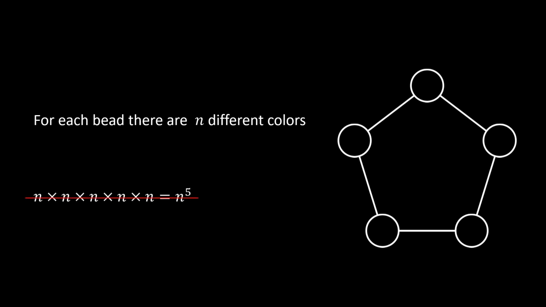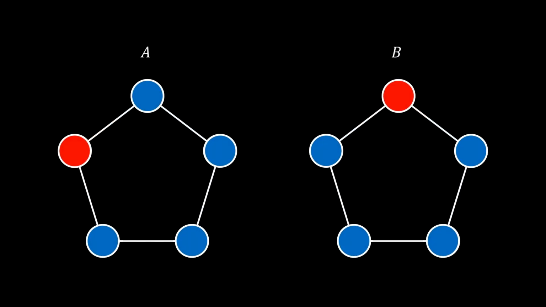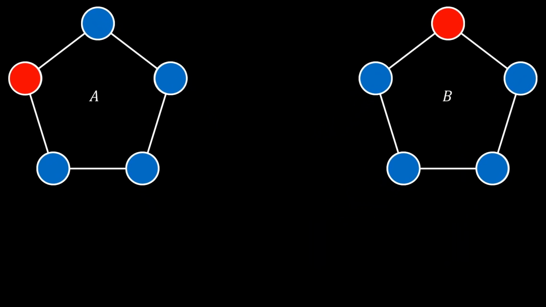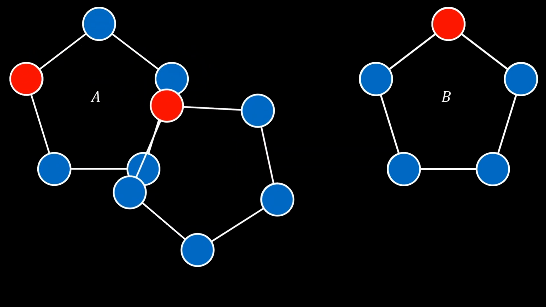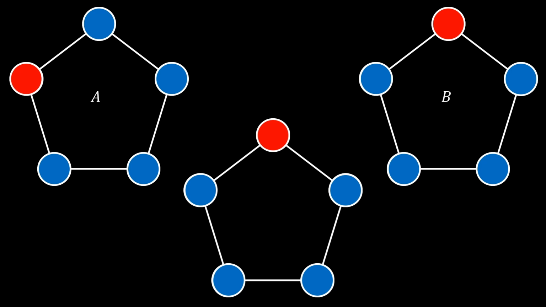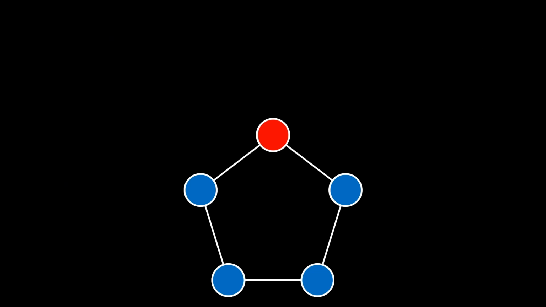Unfortunately, it's not that simple. Consider these 2 necklaces labeled A and B. Although they have the colors at different beads, we could rotate one of the necklaces, namely A, to get the other. So these 2 are not unique, as they are the same necklace. Therefore, our answer n to the 5 is an overestimation, as it contains duplicates. Due to the fact that we can rotate our necklace, our original answer gives duplicates.